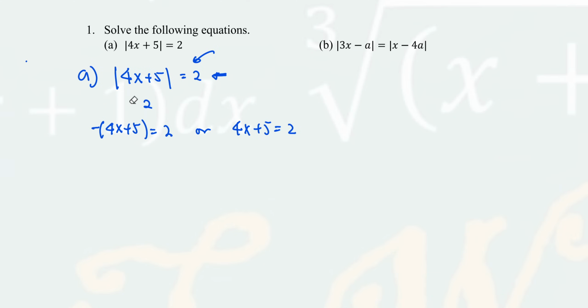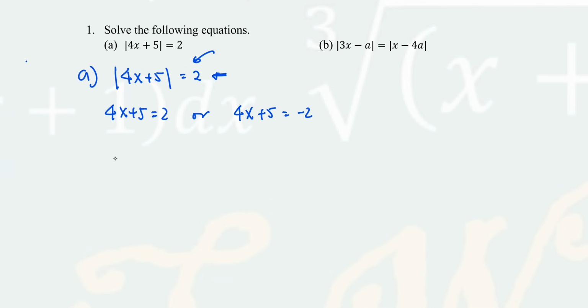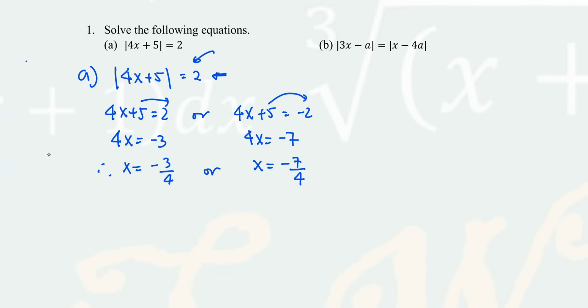So then from here, I will just write my 4x plus 5 equals to 2, or 4x plus 5 equals to minus 2. Then from here, you can easily solve the x. The 5 moves to the right side, so 2 minus 5 becomes minus 3, and your x is negative 3 over 4. First solution is found. And the next one is 4x equals to, the 5 moves to the other side and becomes minus, total will be negative 7. And hence your x is going to be negative 7 over 4. So that's all for the solution of A.